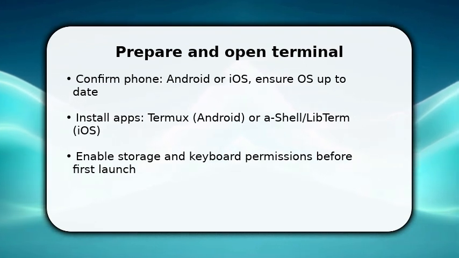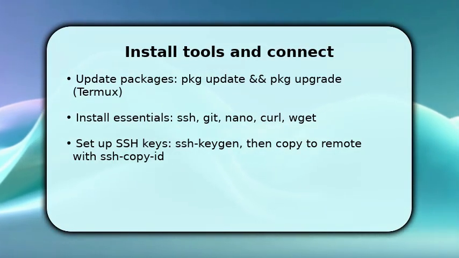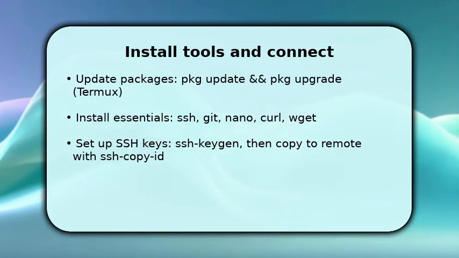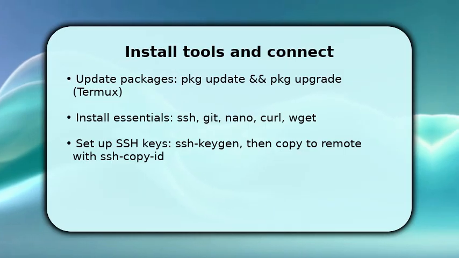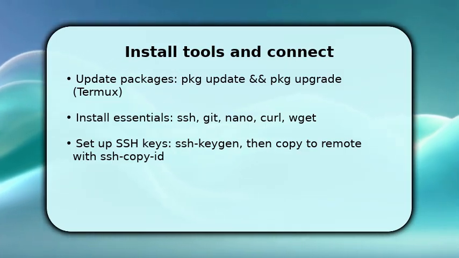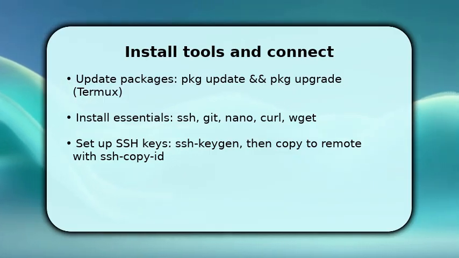Next, update the package manager and install essential tools so you can script and connect to hosts. This is critical because mobile shells start minimal. Use the package command to fetch utilities like ssh, git, nano, curl, and wget so you can edit files and transfer data. Then generate an SSH key pair with ssh-keygen and copy the public key to remote servers.